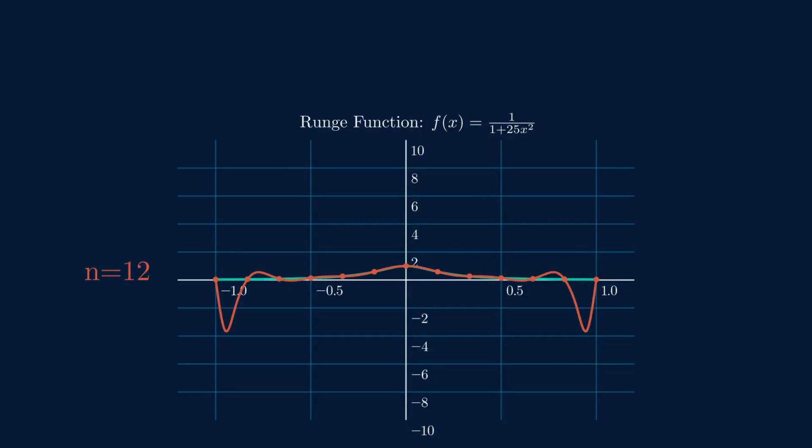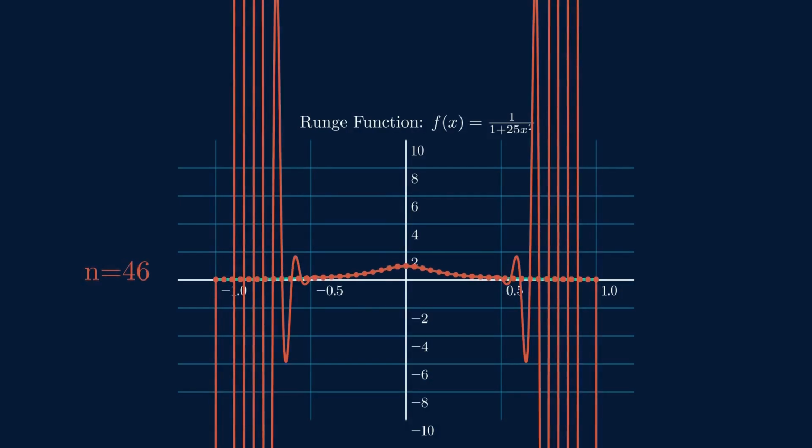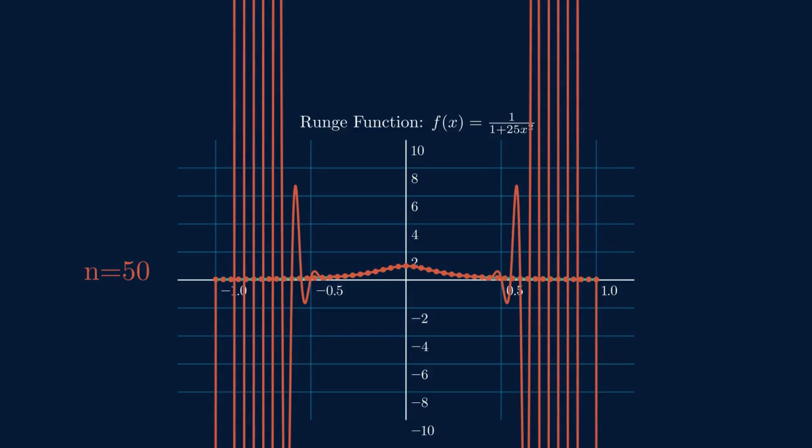With 50 equidistant nodes, the endpoint oscillations grow rather than decay. The maximum error increases. It actually got worse. But why?